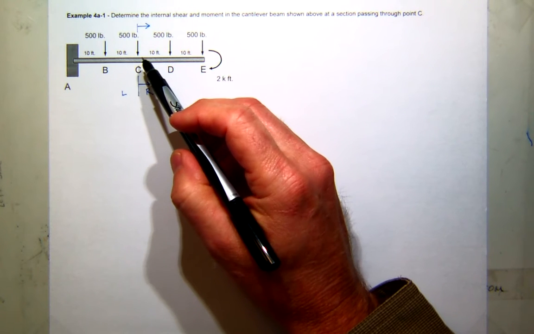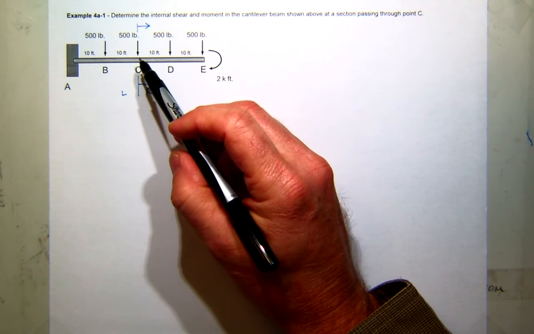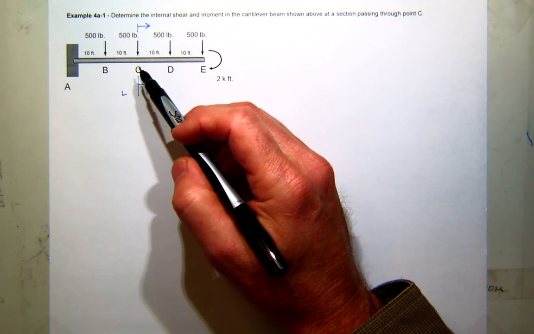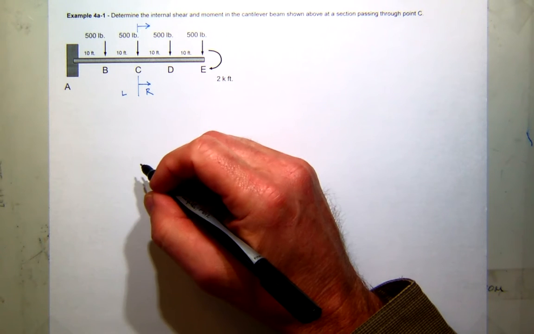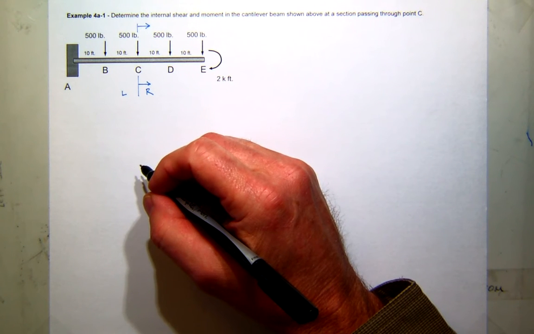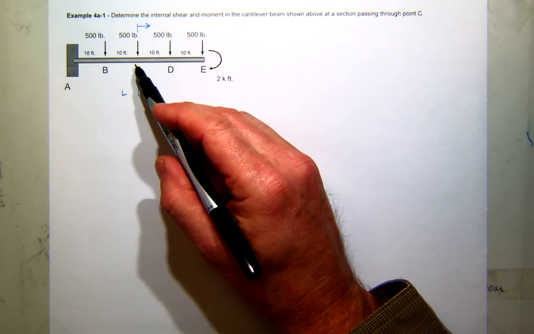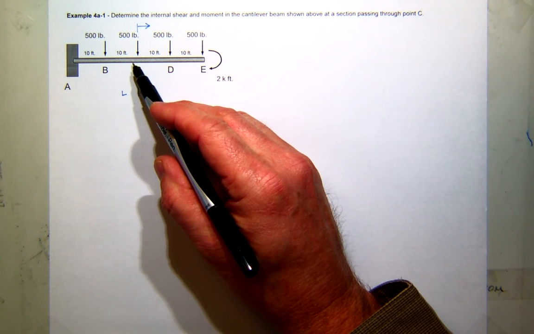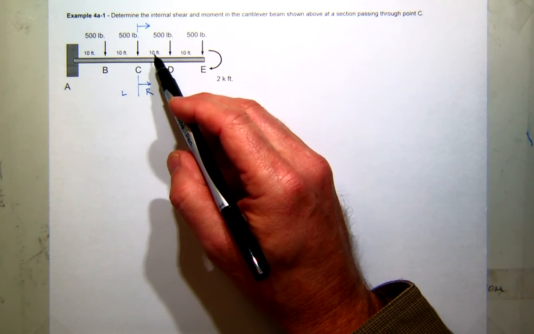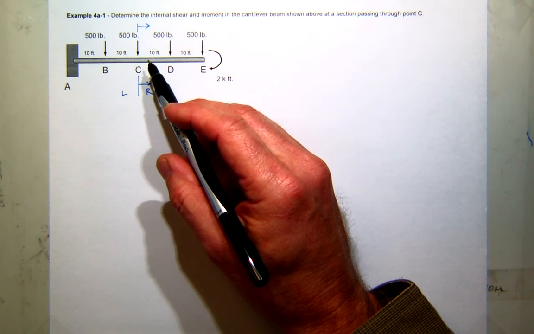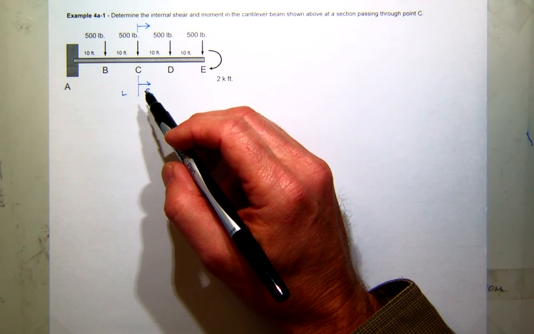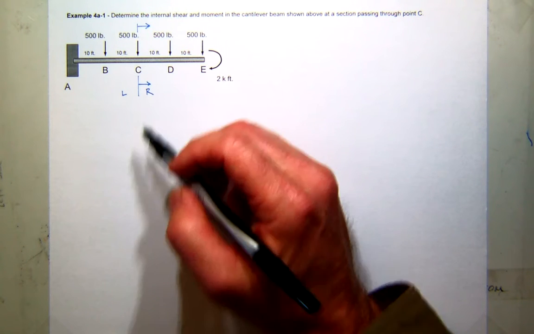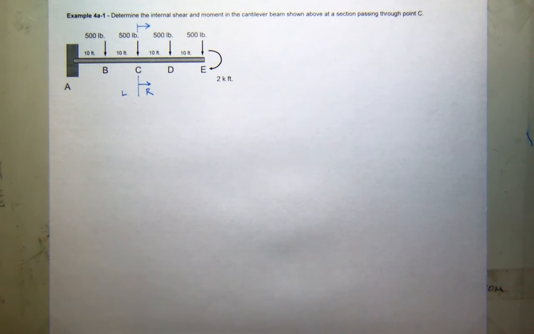Now, we have something a little odd here. There's a point load right at C. How do I cut a point load in half? I can't. So I'm going to have to cut this structure just to the left of C, and then we'll look at it just to the right of C, and I will see if we see any differences. You see what I'm talking about? So let's do the first one.